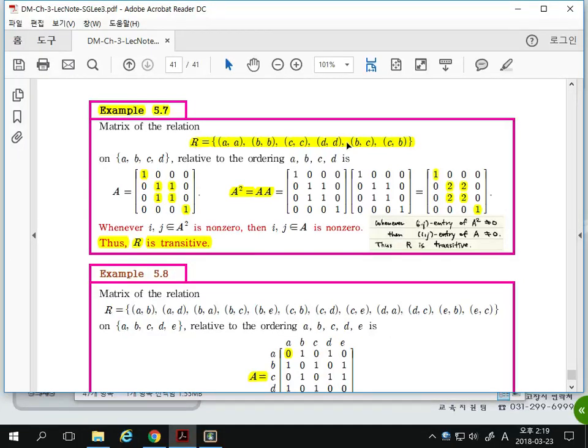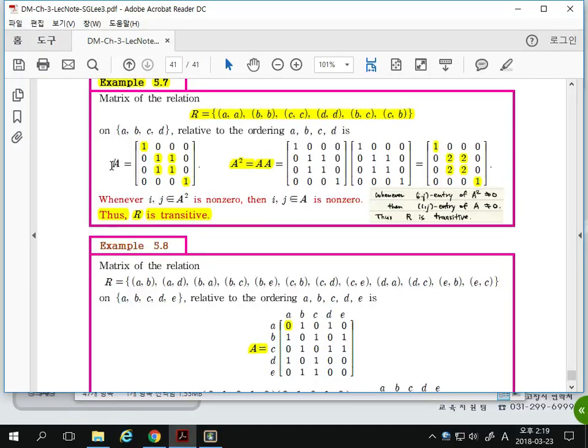The next example shows this. Let R be a relation. Then A is the matrix of the relation. Then A square, which is the product of these two matrices, will be like this. Then we just replace those non-zero entries with ones. So we have 6 non-zero entries, and all others are 0 entries. And this matrix is defined as in the definitions.